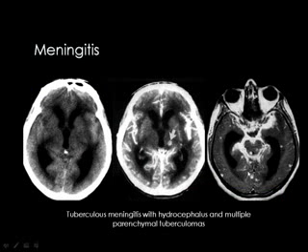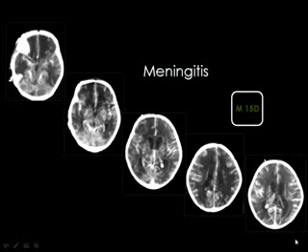This is a case of basal meningitis due to TB. In the pre-contrast CT scan, you can see abnormal high density in the sylvian fissures. After injection of contrast, you got marked enhancement of the leptomeninges and the basal cisterns with multiple tuberculomata scattered throughout the brain.